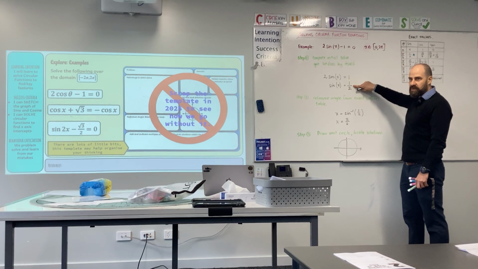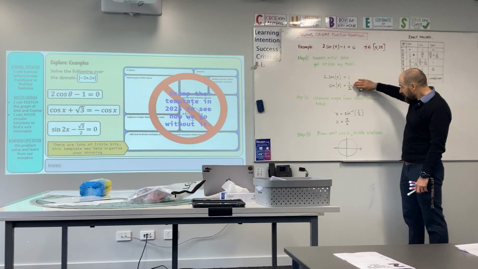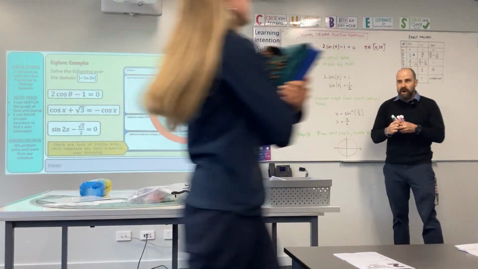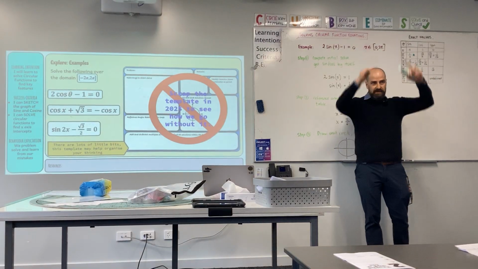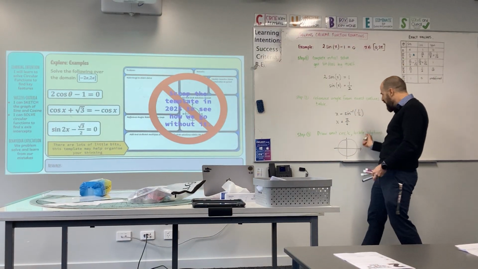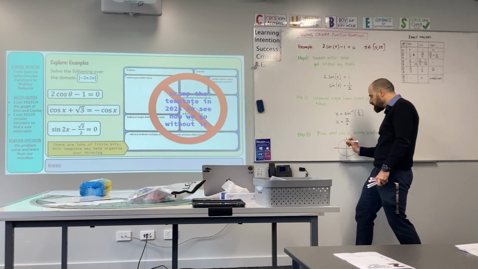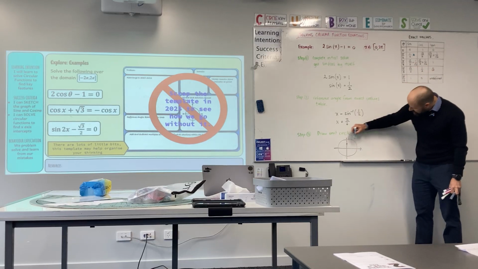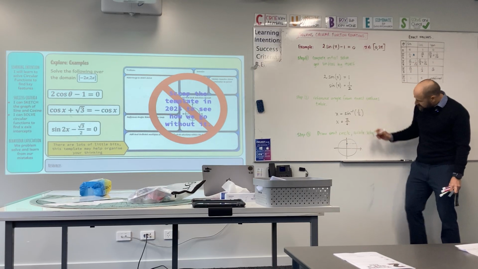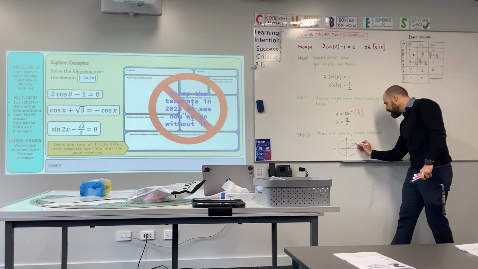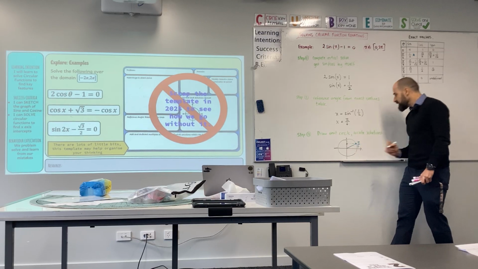If you've got to go, you've got to go, it'll be recorded. When was sine equal to a half? Okay, sine is what? The horizontal or the vertical level? Vertical. So sine is a half about here, yeah? That's when the vertical height's a half. And this is my solution that I have already found from the exact values table. That was pi over 6.